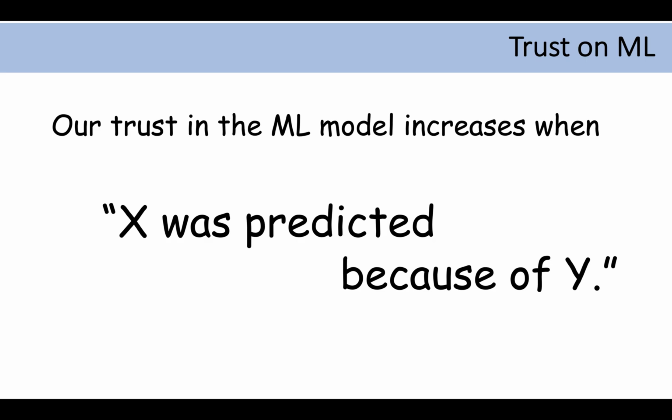Our trust in the ML model increases when we know X was predicted because of Y. As we have seen in the previous example, the person might get diabetes because of A, glucose, B, the physical activities, C, the food items. If the ML model gives this type of explanation, then our trust in the ML model increases.